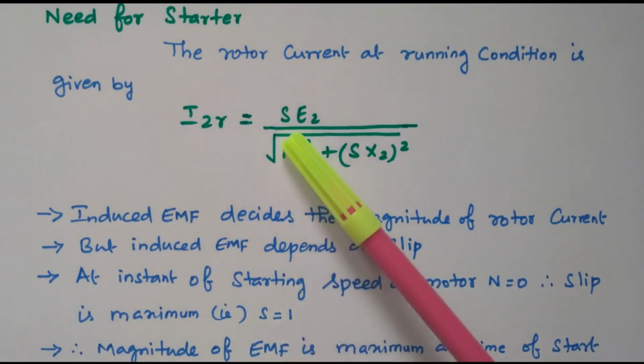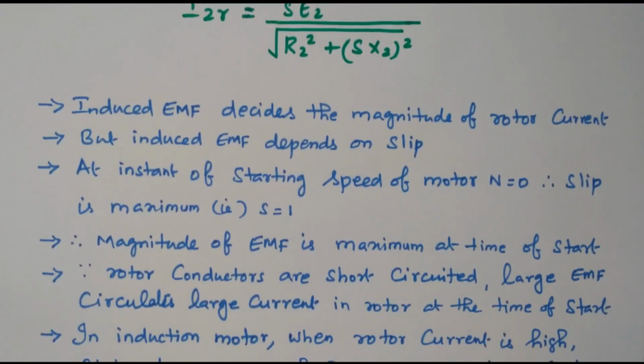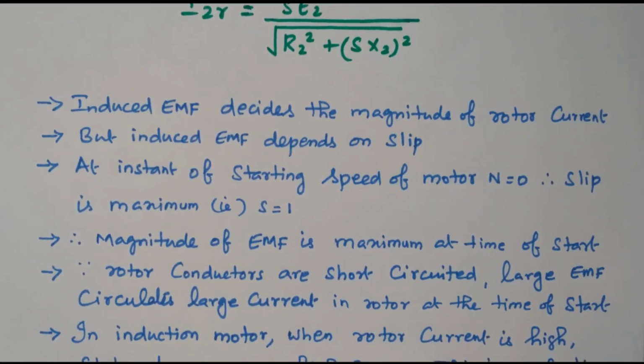So in this equation at the initial instant, S equal to 1. So the magnitude of this EMF is maximum at the starting. Therefore, as the rotor conductors are short circuited, the large EMF circulates a large current in the rotor at the time of starting.